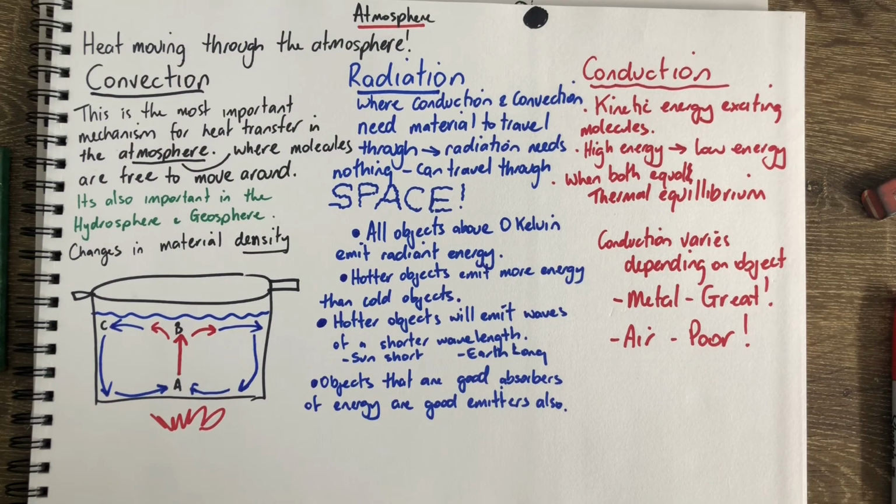And look, heat conduction will vary depending on the object. Metal, as you know, is a really great conductor of heat. Air is a very, very poor conductor of heat. And that's all we have to say about that. So next we're going to look at the greenhouse effect.